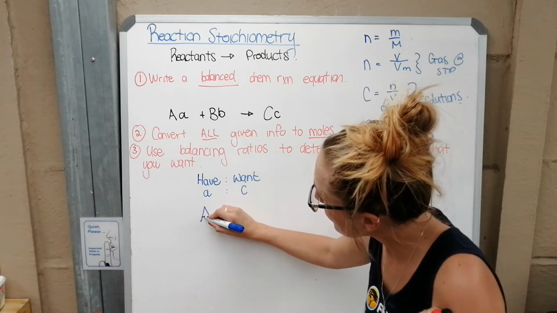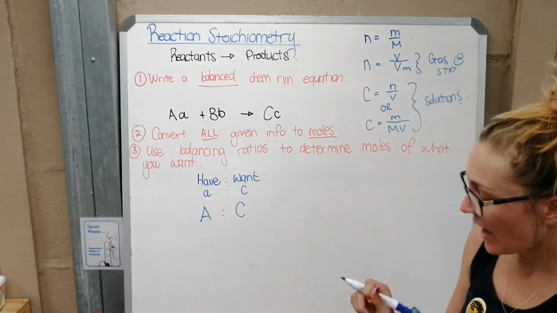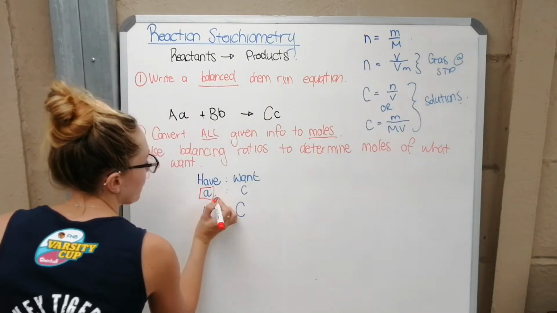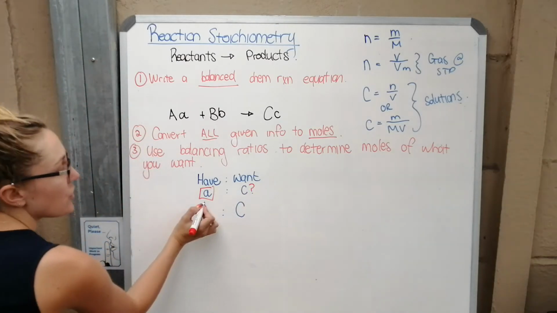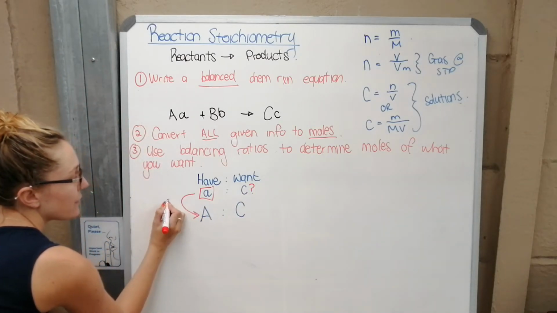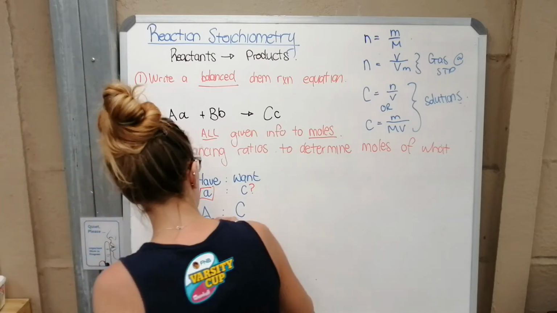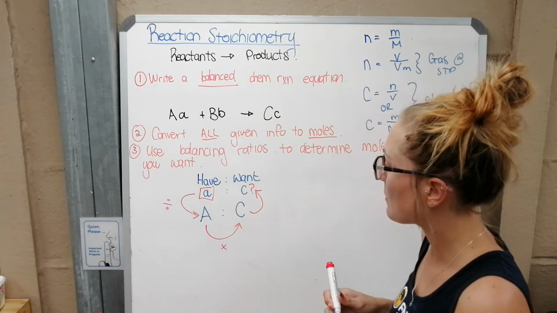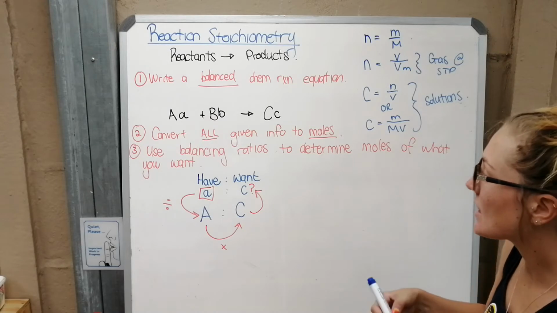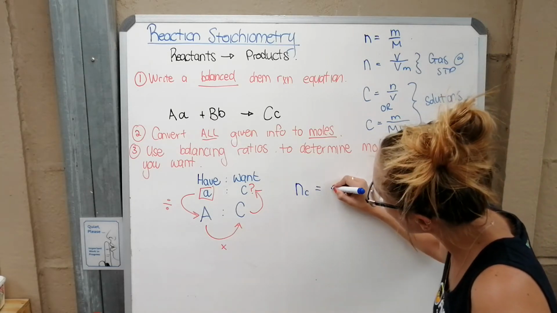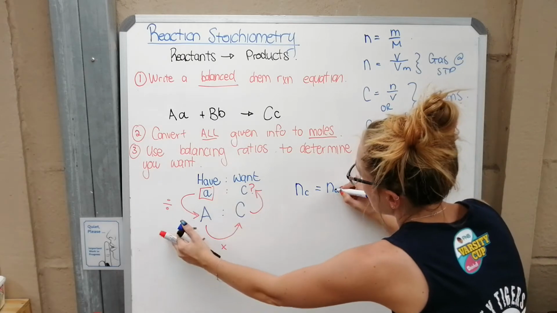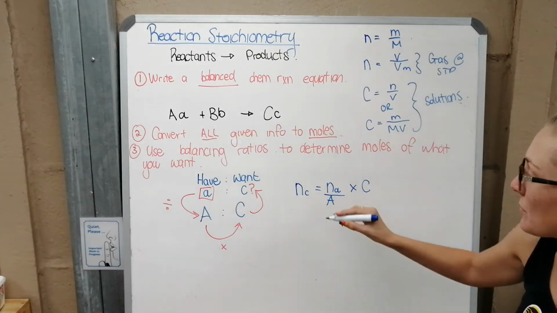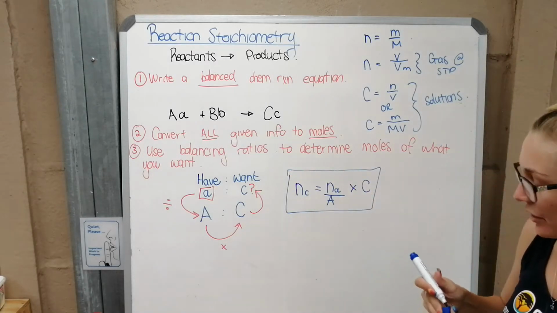So you write down the balancing numbers. That's A is to C. And you take the value of A. In A, you'll actually have a number for this, and this is what you're going to be looking for. You take your number for A, divide it by its balancing number, multiply that by the balancing number of the thing you want, and that will give you the amount of C. Then you need to write out what you've done. You'd say number of moles of C equals number of moles of A divided by A times C. You must write that statement for me. It is worth a mark.